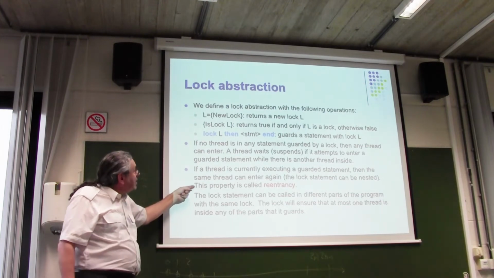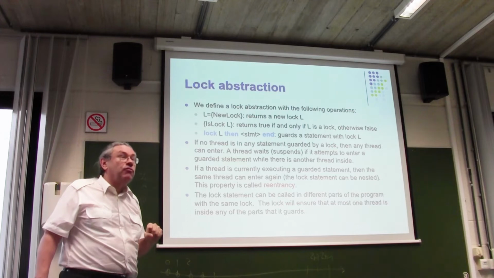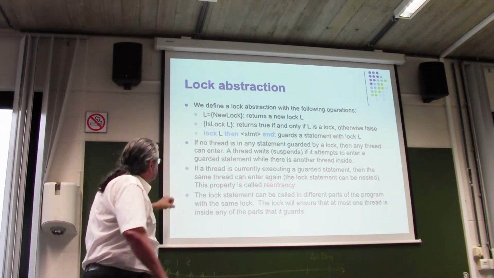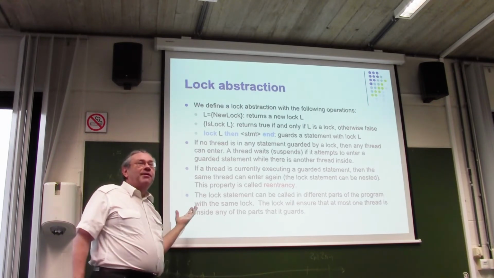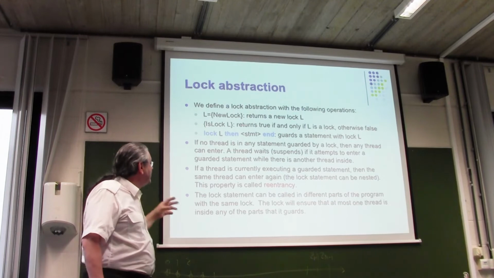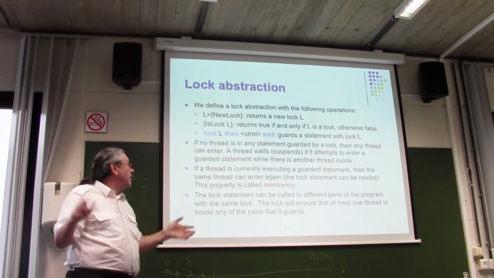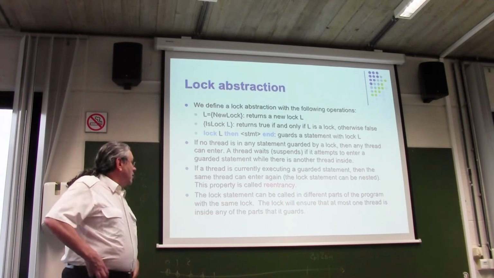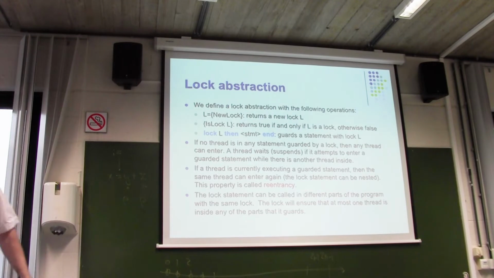This is called reentrancy. This is why the locks have to be reentrant. If the lock does not allow that, then it's a simple lock. And actually it's much less useful. If you really want good locks, the good locks are the reentrant ones. And we'll show you how to do both kinds. Okay, so that's how the abstraction works. And I'm going to give you an example now of this.